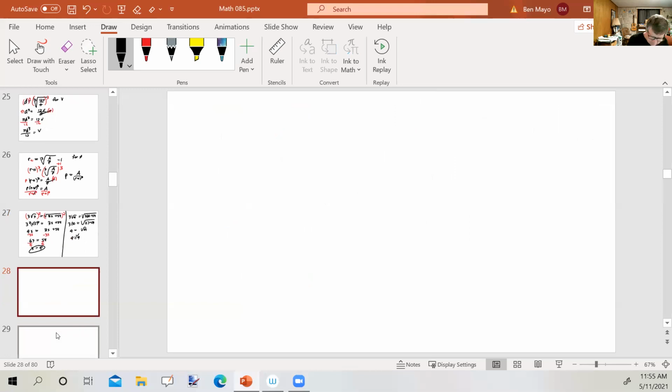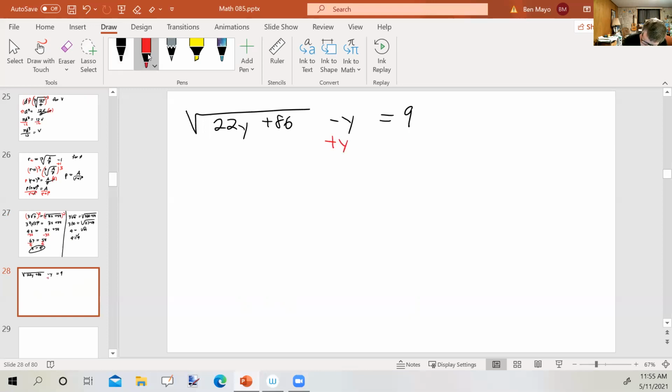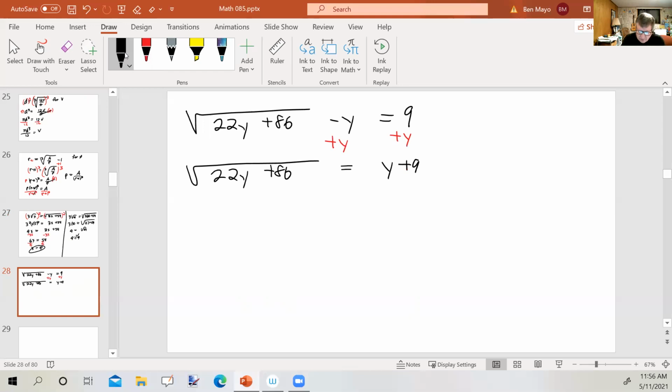We have the square root of 22y plus 86 minus y equals 9. So we're going to isolate the radical by adding 9 to both sides of the equation. So the square root of 22y plus 86 equals y plus 9. Then we'll come back and square both sides.